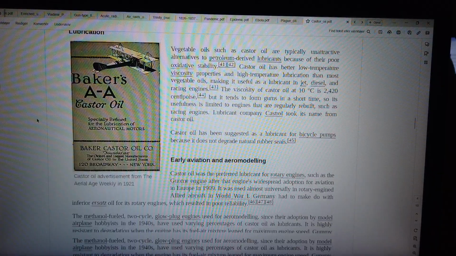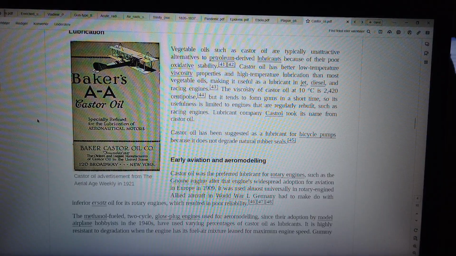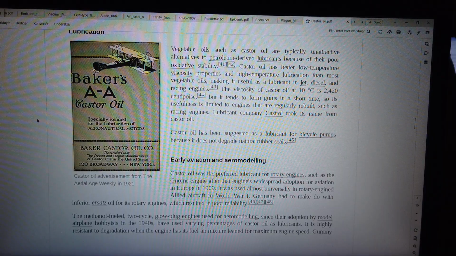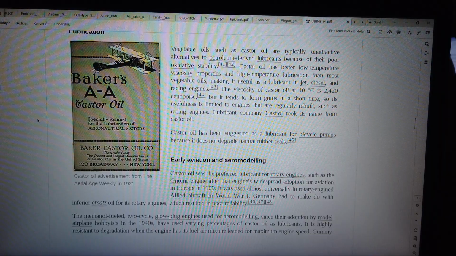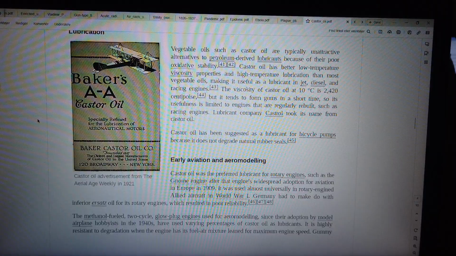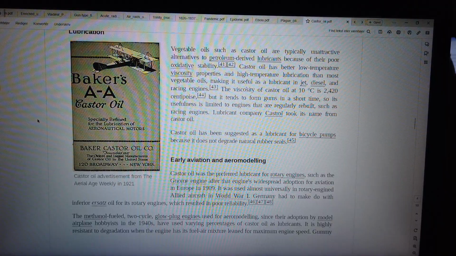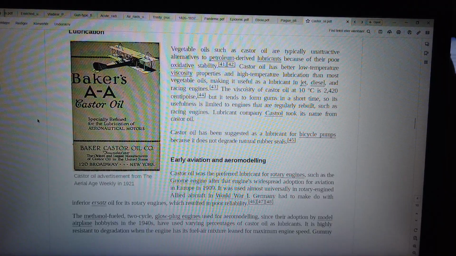Early aviation and aeromodeling. Castor oil was the preferred lubricant for rotary engines, such as the Gnome engine, after that engine's widespread adoption for aviation in Europe in 1909. It was used almost universally in rotary engine Allied aircraft. In World War I, Germany had to make do with inferior ersatz oil for its rotary engines, which resulted in poor reliability.